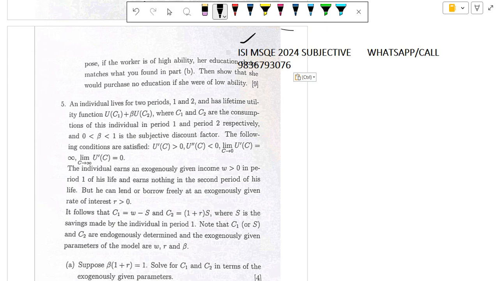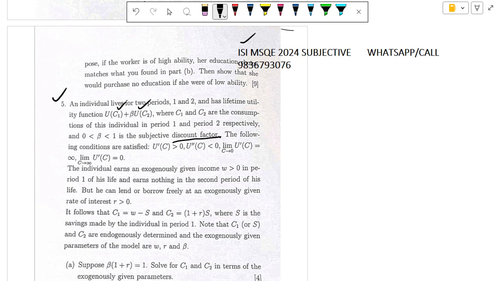Hello dear students, today I am going to solve ISI MSQE 2024 question number 5, and this is a very interesting question. It's about an individual living life in 2 periods. A very similar question came in the past year as well. Lifetime utility is u(c1) + beta u(c2). c1, c2 are the consumption of the individual, and beta is a subjective discount factor.